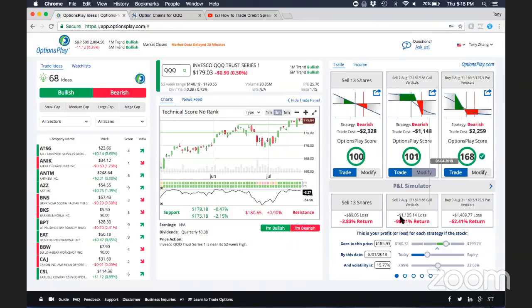Ray is asking, does the OP score have any kind of momentum factor? No, it has no directional bias. That's the whole point of the options play score. It takes no directional bias. It simply assumes that the stock can go up or go down with an equal probability, and tries to figure out what is the true risk reward of each one of these strategies.